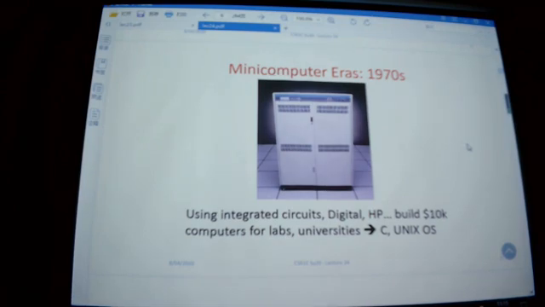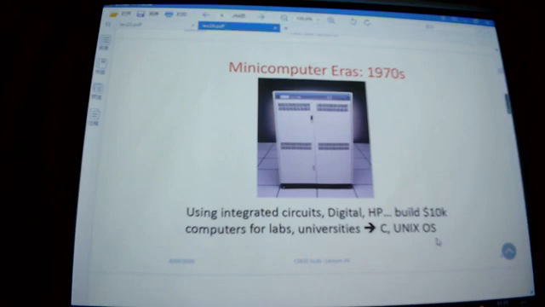IBM is the symbol. Computers for labs and universities, we can see the C programming language and the Unix operating system. The Unix operating system is the base of Mac. The Macintosh or Mac operating system is based on Unix. Please pay attention, Unix, not Linux. Linux is free. Unix is paid.